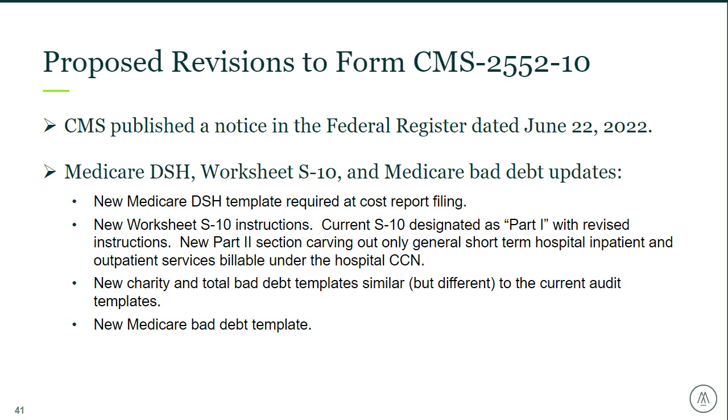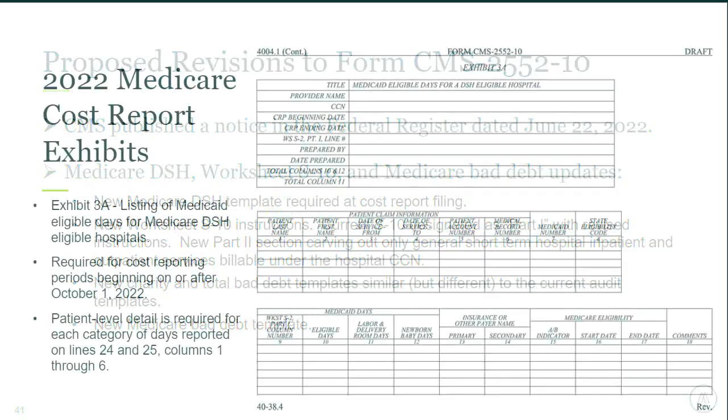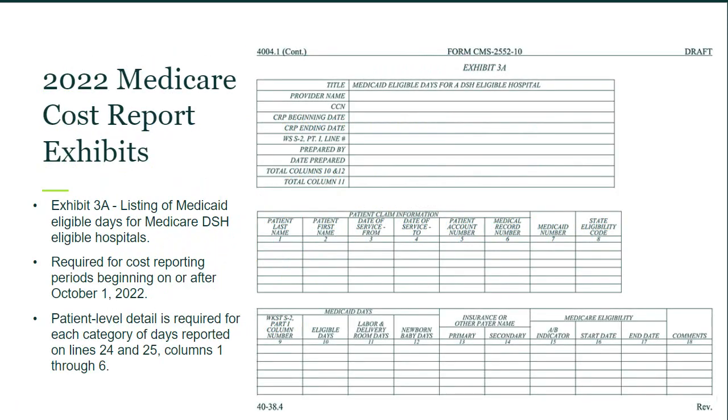So these new instructions not only will now require new templates for cost report acceptance, they also require more detailed analysis of charges in regards to worksheet S10. Most of these changes would go into effect with cost reporting periods beginning on or after October 1st of this year, 2022. So I'm not going to go over all these in detail, but I'll highlight a few things from each of these new exhibits.